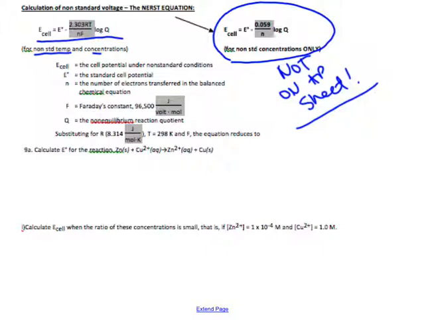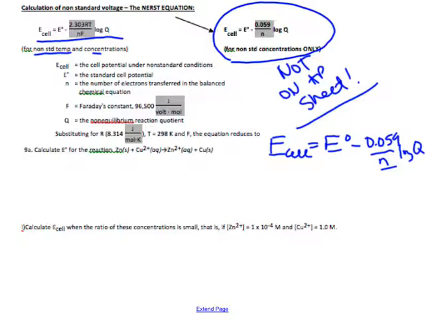I'll rewrite it and let's talk about it. E cell, your non-standard E, is equal to the E naught. So you have to find the standard E the same way you already know how. Minus 0.059 over n log of Q. So n again is your number of electrons that you canceled out in the balanced equation, the moles of electrons.